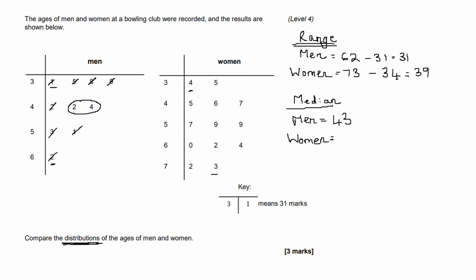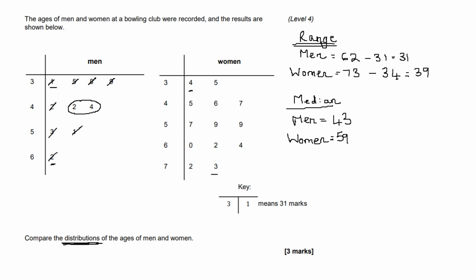Right, now let's have a look at the women. So we've got 1, 2, 3, 4, 5, 6, 7, 8, 9, 10, 11, 12, 13. That's a little bit easier. So we want the 7th value. So we're going to just count from the beginning. So 1, 2, 3, 4, 5, 6, 7. So the median age for the women is 59.